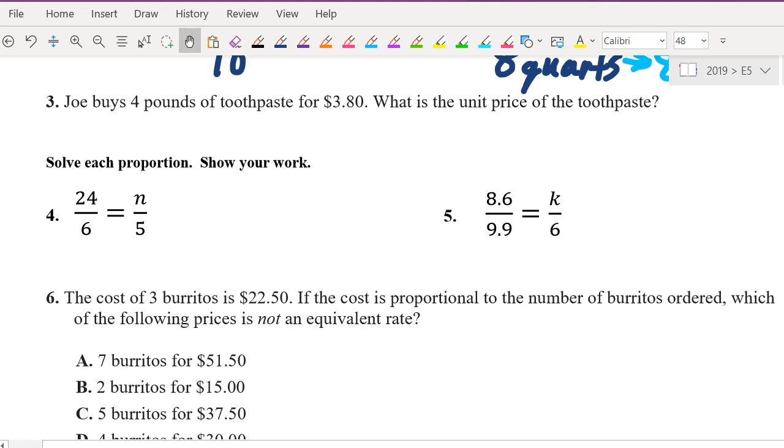All right, Joe buys 4 pounds of toothpaste for $3.80. What is the unit price? Well, how do we do it? Unit price. 4 pounds, how much for 1 pound? 4 divided by 4 is 1. So we divide 380 by 4, and what do we get? 95 cents. So the unit price is 95 cents per pound.